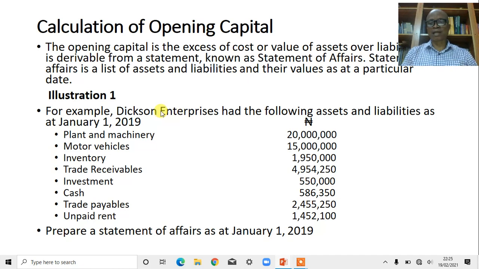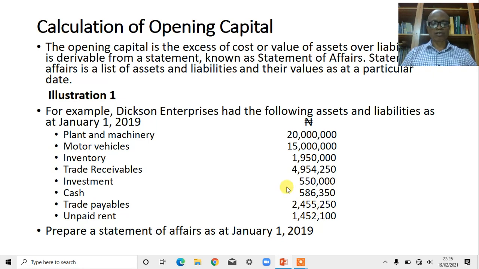Let's look at an illustration. For example, Dixon Enterprises had the following assets and liabilities as at January 1, 2019. We have some of the assets listed there: plant and machinery, 20 million naira, motor vehicles, 15 million naira, inventory, 1,950,000, trade receivables, 4,954,250 naira, investment, 550,000, cash, 586,350, and trade payables.